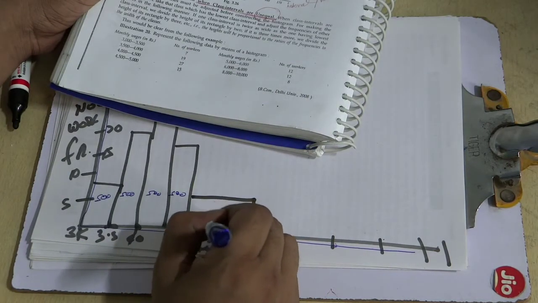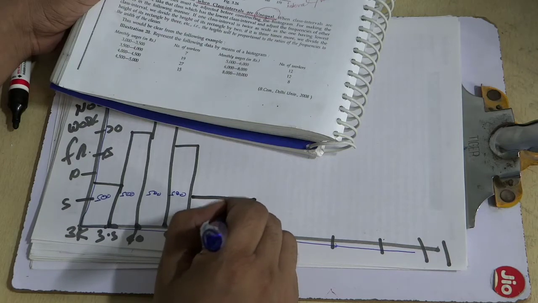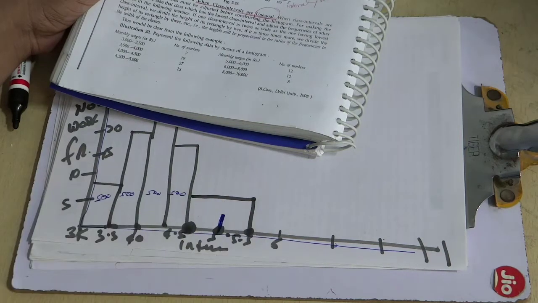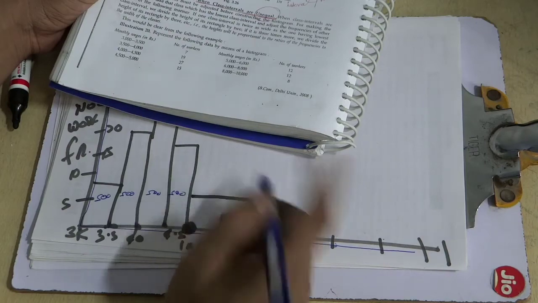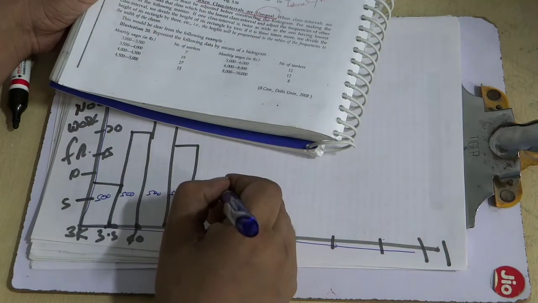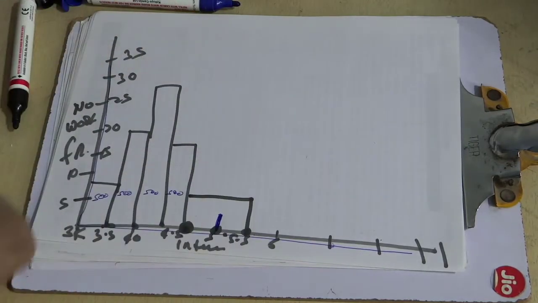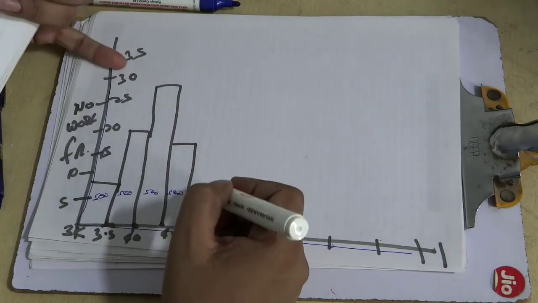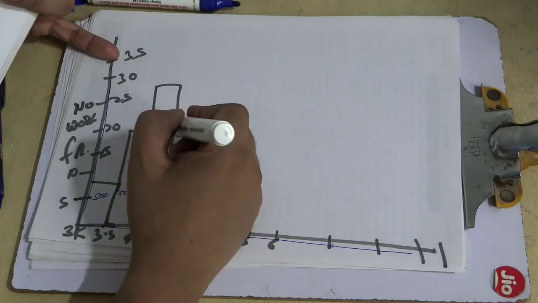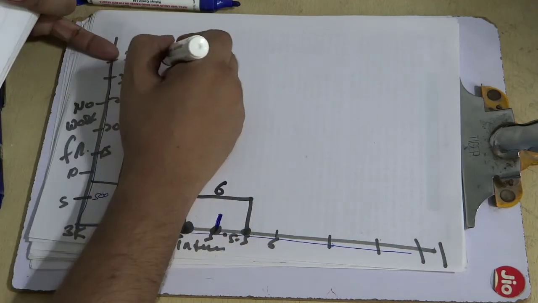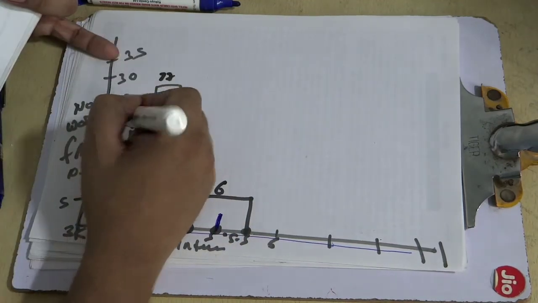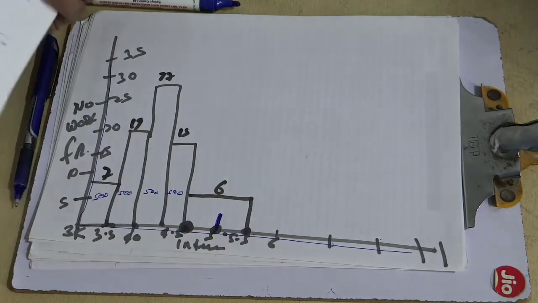So we have to put a demarcation mark here, and we will not put 12 here, we will put 6. Here we will print the 6. So this is 6, this is 15, this is 27, 19. You can see this in the book.